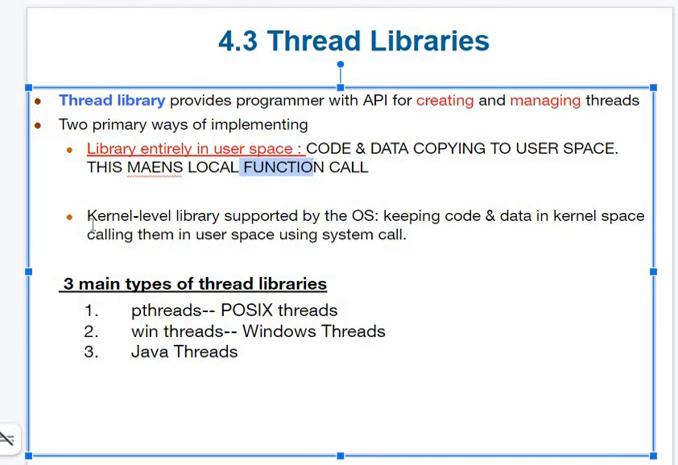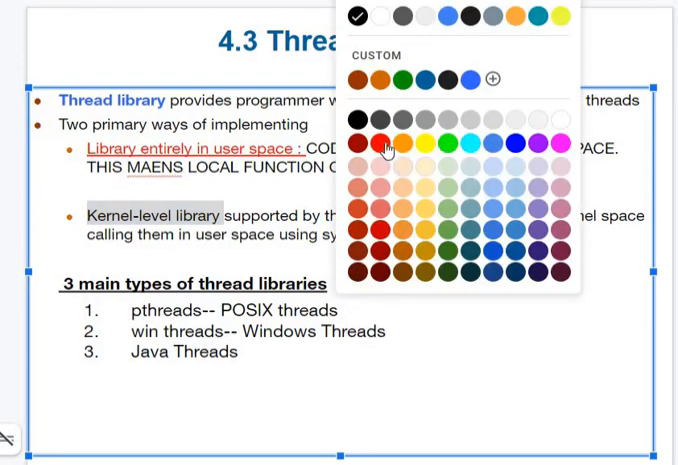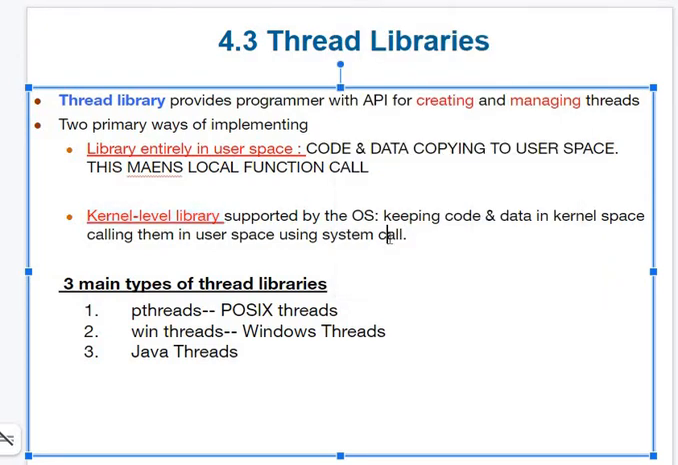So what is another way? Kernel level library. If you are not interested in keeping copies of all the books at home for reference, what is the default option we have? Keep it in a college library. Whenever you want, you go to the library. If the book is available, you will get it. If not, you have to wait and get it after some days. So here the code and data are kept separately, common in kernel space, not in individual space. It is there in the college library.